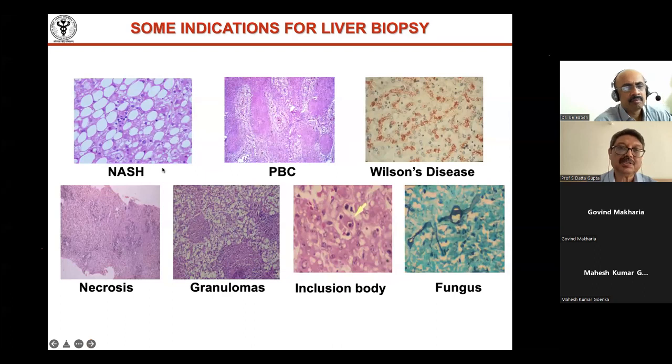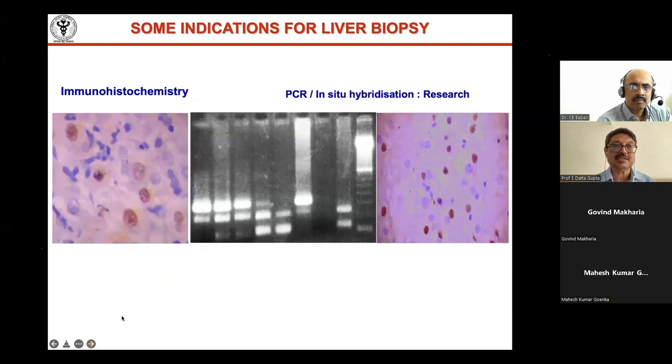So some of the common diseases that we do it for are NASH, PBC, Wilson's disease, certain PUOs, where you find a CMV or a fungal infection, a tuberculosis, and of course some other diseases. We'll come to that later.